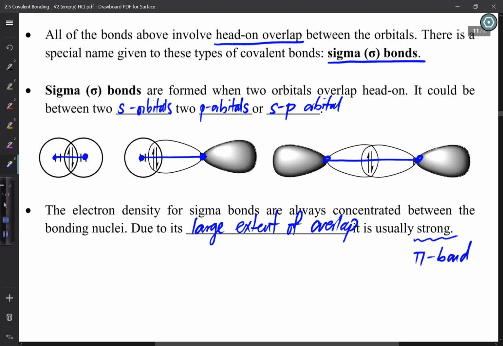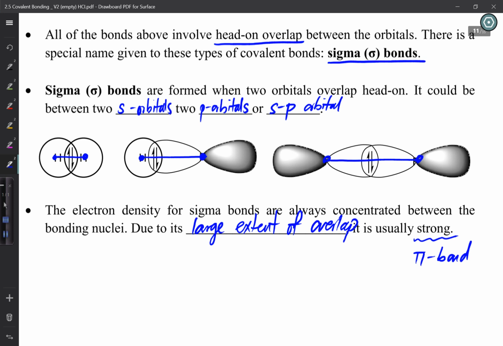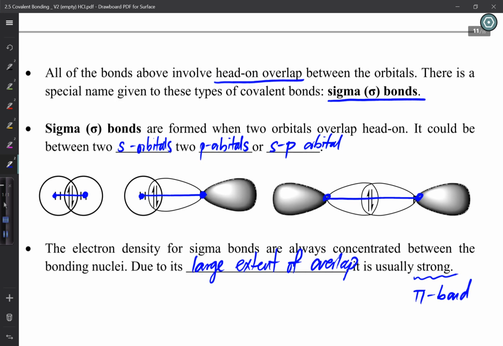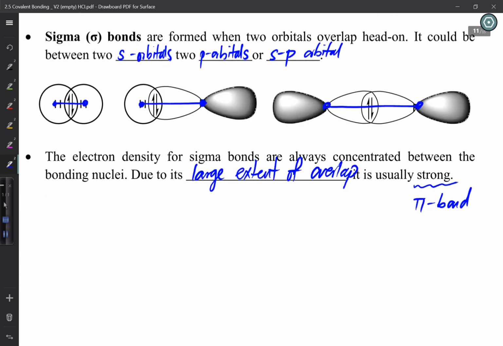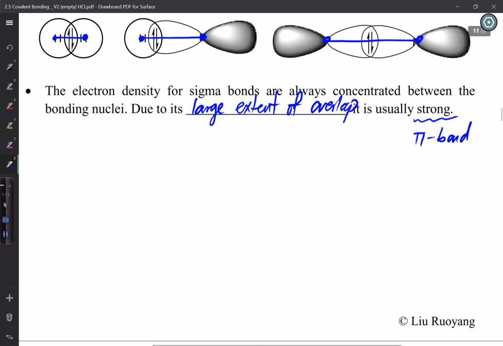Do you have any questions so far? So there are bonds that are not head-on overlap. Yes, which we are going to talk about now. How do you recognize it? Alright, so the previous part, any issues? How do you recognize it in a question? Like, what is the question asking you? How many sigma bonds are there in the question? What's the easiest way to check?